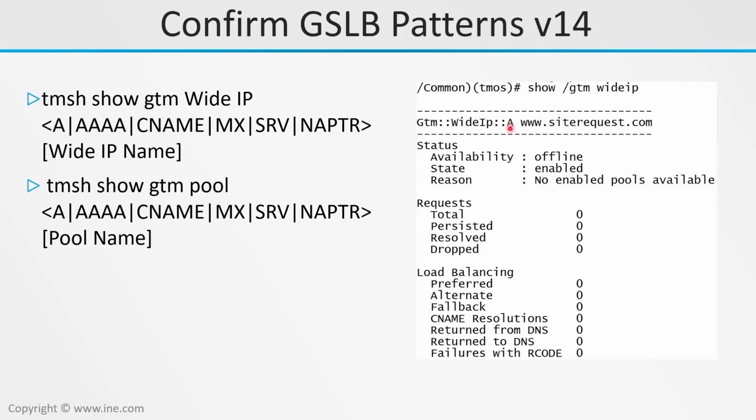But if you wanted the specific, you'd see this is the A record, so show gtm wide-ip A, and then the wide IP name if you have a specific one you want to look over. And this includes the requests and the load balancing methods used. That would be the first thing to check to verify the pattern for your GSLB. And it actually lists the same output for the pool information as well.